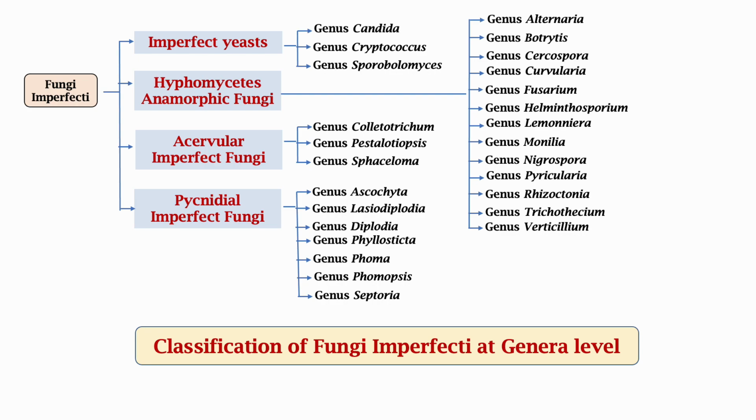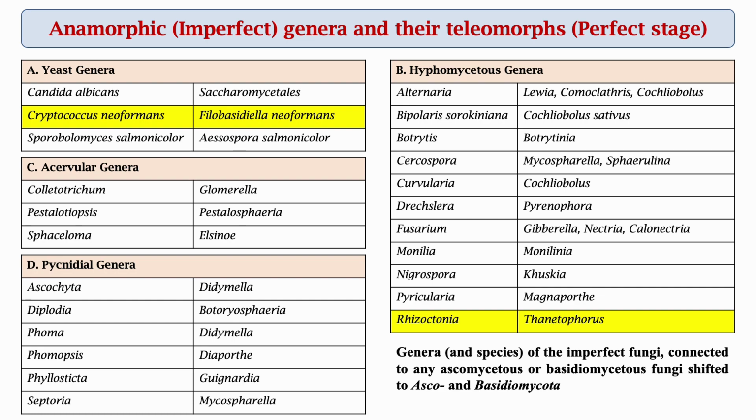Followed by third group, that is acervular imperfect fungi. Here 3 genera are generally included. These are Colletotrichum, Pestalotiopsis, then Sphaceloma. Followed by pycnidial imperfect fungi. And the genera included under pycnidial imperfect fungi are Ascochyta, Lasiodiplodia, Diplodia, Phyllosticta, then Phoma, Phomopsis, as well as Septoria.